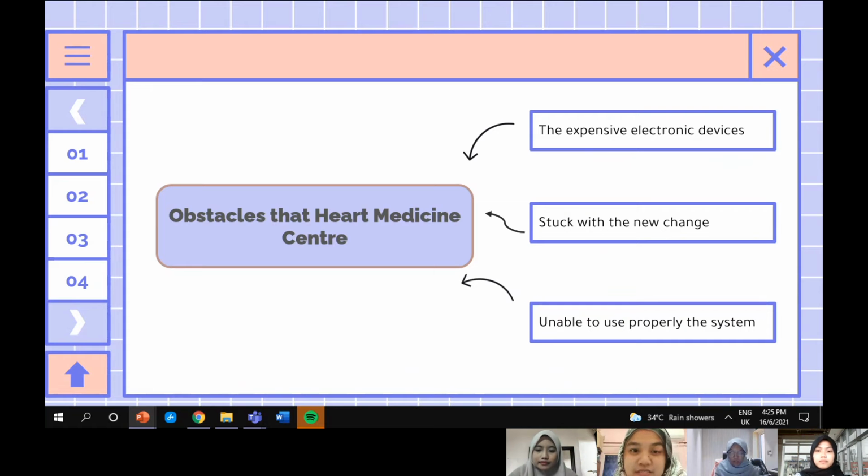The third one is unable to use the system properly. When the nurses or people in the heart medicine center don't know how to use the system properly.